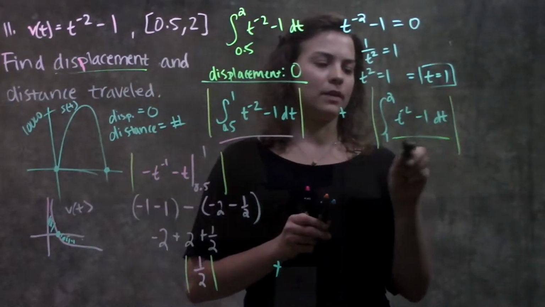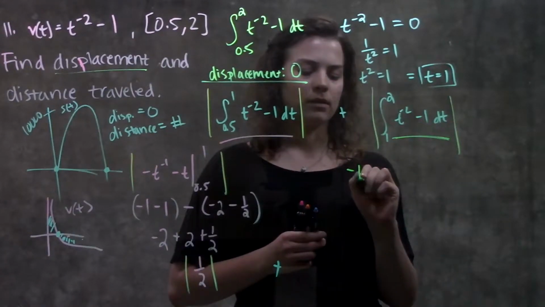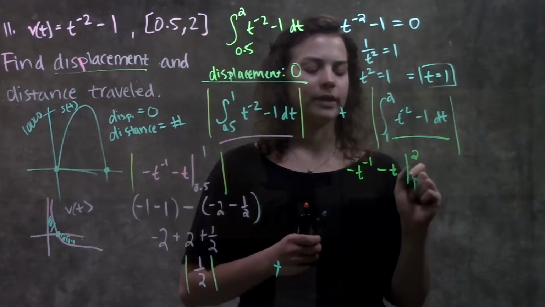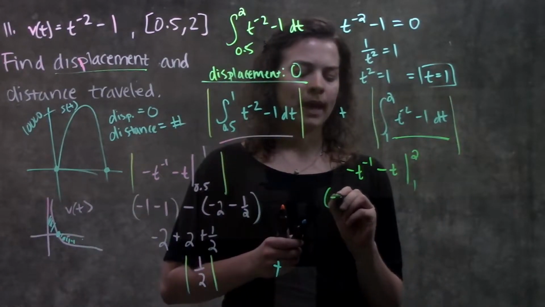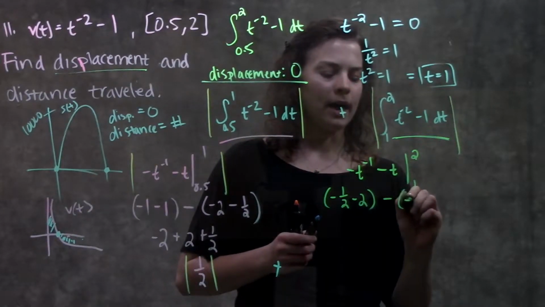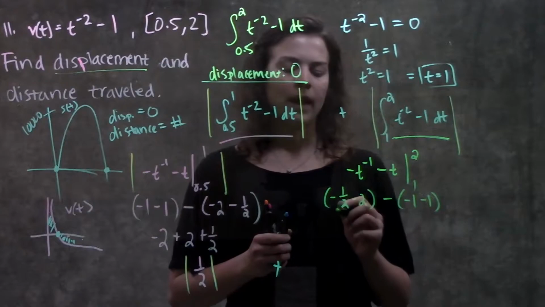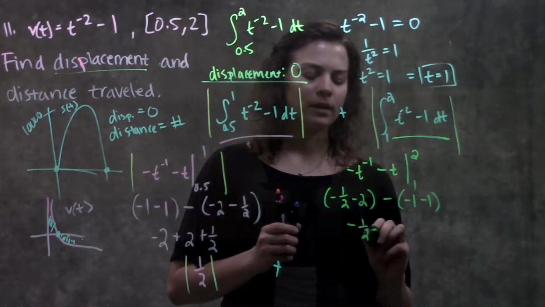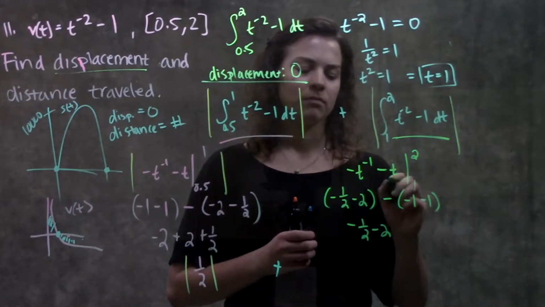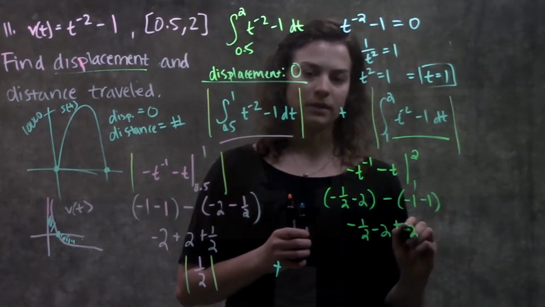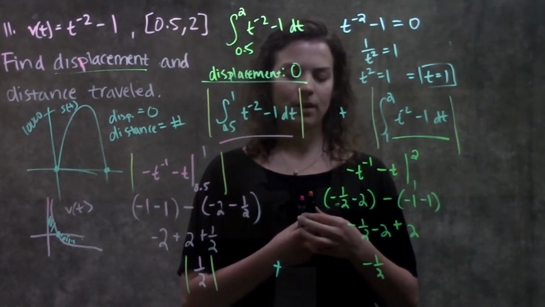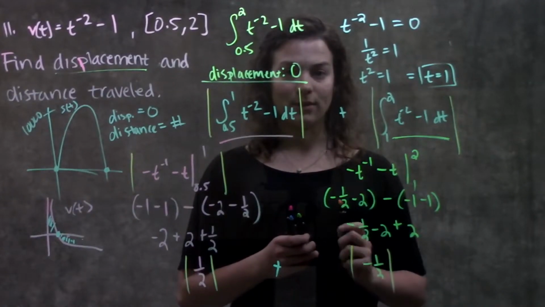So doing the same thing on this side, take the integral again, and we get negative t to the minus 1 minus t from 1 to 2 on this side. Plugging in our top number, we get minus 1/2 minus 2 minus negative 1 minus 1. And doing the same thing, we get minus 1 minus 2. Negative 1 minus 1 gives us negative 2. But minus a negative 2 becomes plus 2. And so this becomes negative 1/2. But remember, we still have these absolute value signs around it.